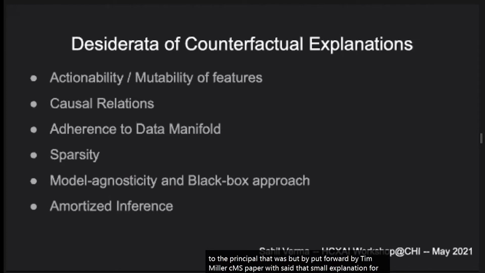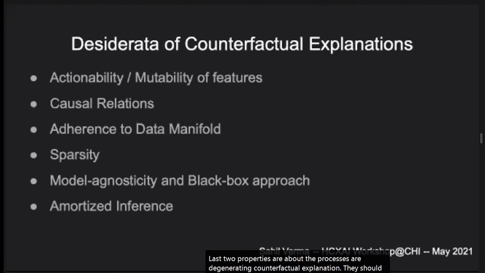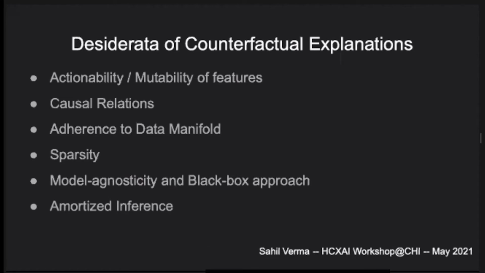The last two properties are about the processes that are generating counterfactual explanations. They should be model agnostic. They should be able to generate counterfactual explanations for black box models, and should have amortized inference so that once the approach is trained, it can generate counterfactuals quickly.